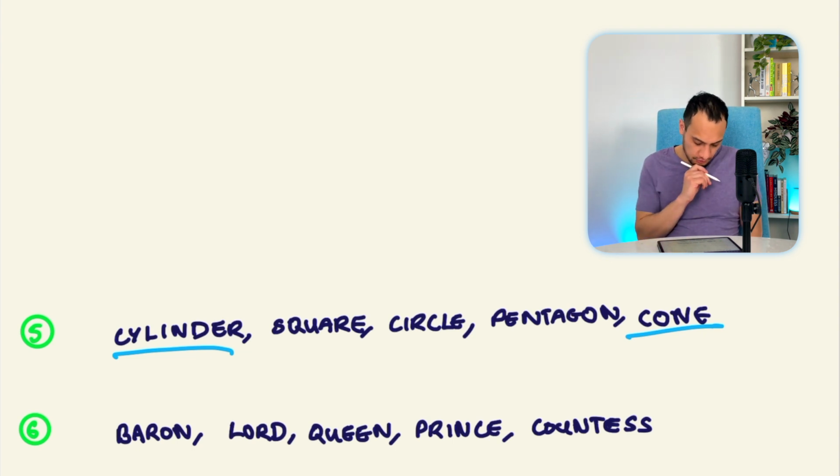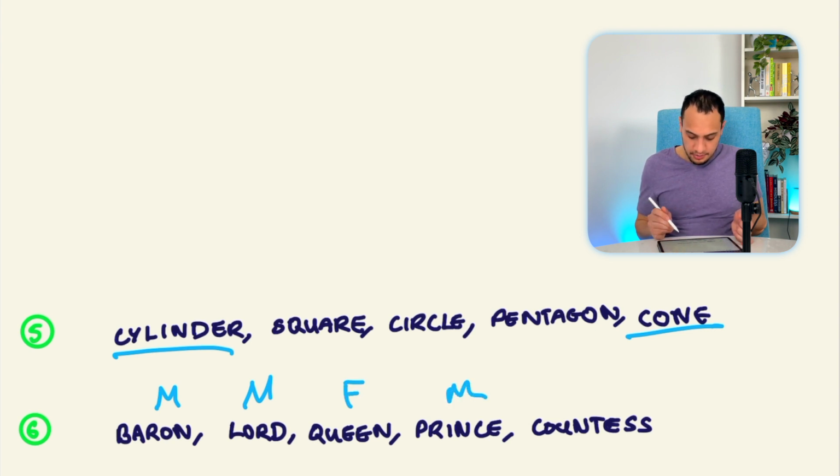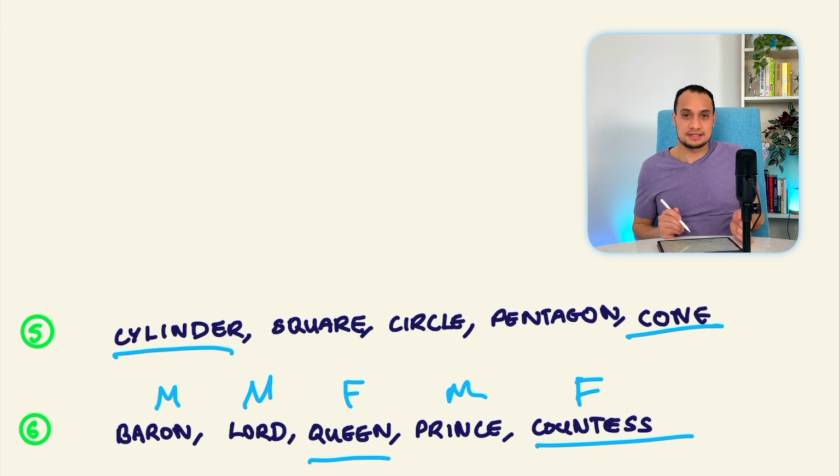A lot of kids struggle with these types of questions. So you've got Baron, Lord, Queen, Prince, and Countess. These are actually about males and females. A Baron, as opposed to a Baroness, is a male. We've got Lord, and that's a male too. We've got Queen, female. We've got Prince, which is male. And we've got Countess, female. So the 2 that we can label as our answers are actually Queen and Countess.